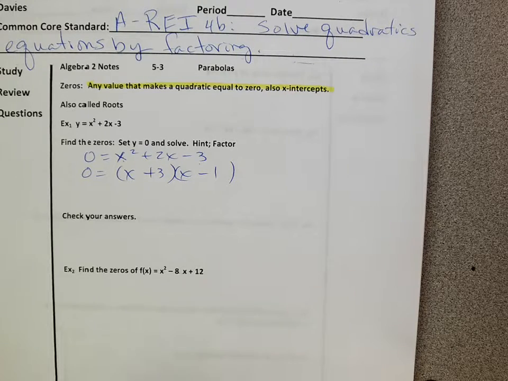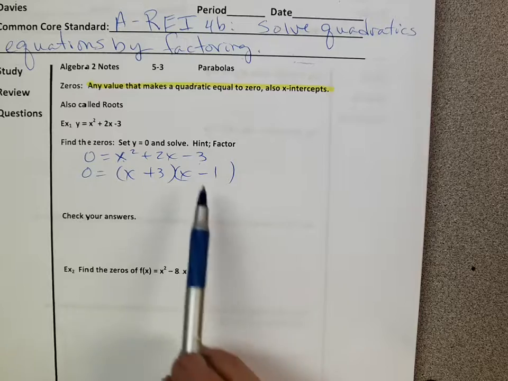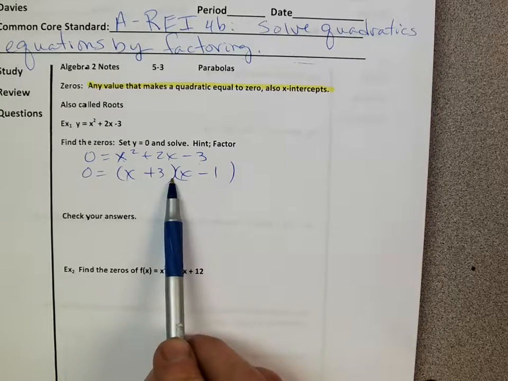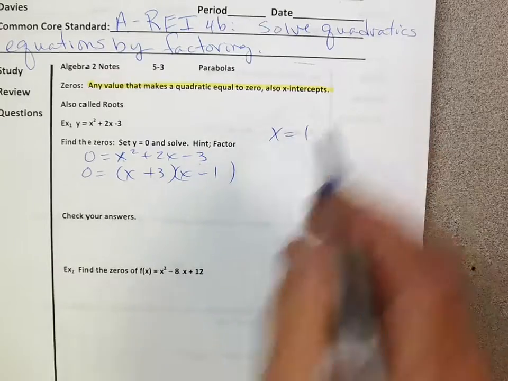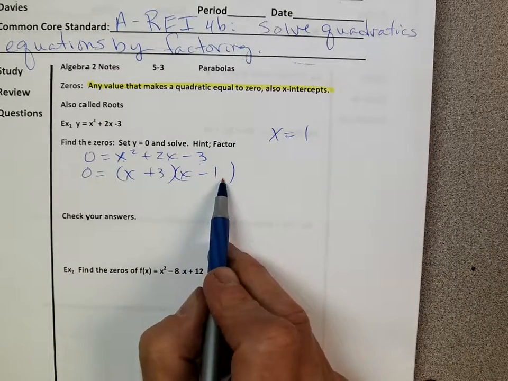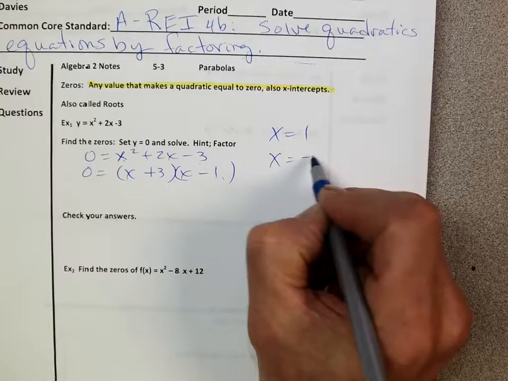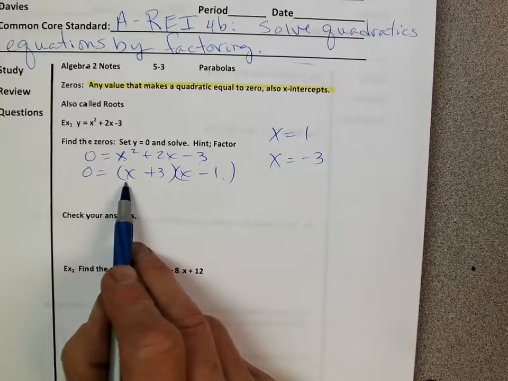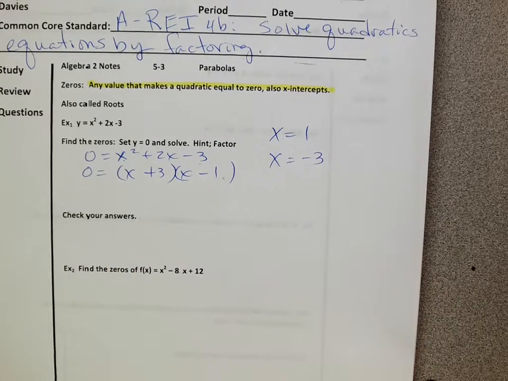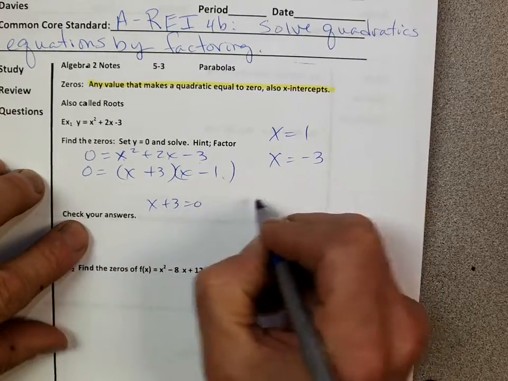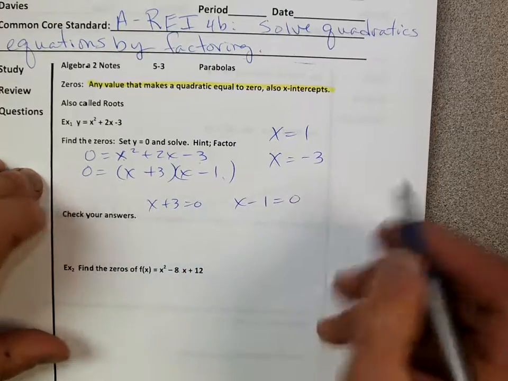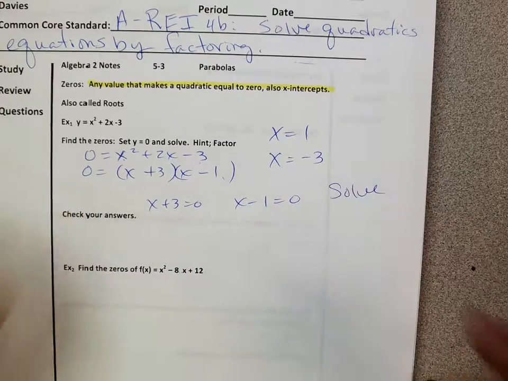Now, one way you can do it is just do it in your head. Say, well, wait a minute. Isn't 1 minus 1 0? So one answer would have to be 1. One answer is x equals 1 because 1 minus 1 is 0, right? And the other answer is x equals negative 3 because negative 3 plus 3 is 0. But if you don't see that, then just make two little mini equations. You're going to have an x plus 3 equals 0 and an x minus 1 equals 0, and just solve, okay? And we will get the same answer, right?